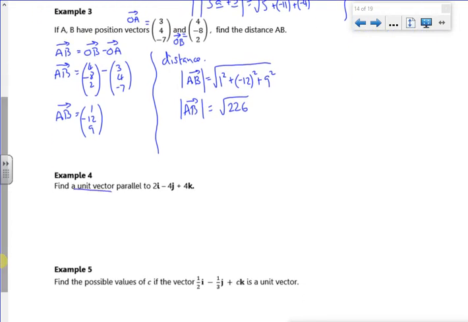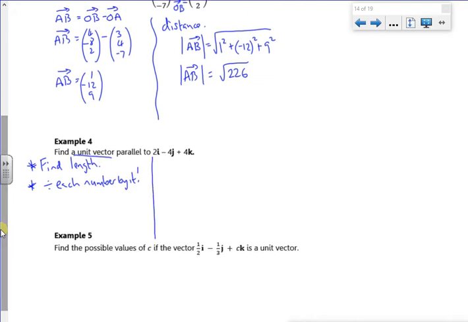So unit vectors, that's where you remember you want to find the length and then divide each number. Right, okay. So let's do the length first. So that's 2 squared plus minus 4 squared plus 4 squared. So that's 6 then. Oh yeah, correct, it is. So then the unit vector is I'm dividing each of these by 6. So each of these divided by 6.